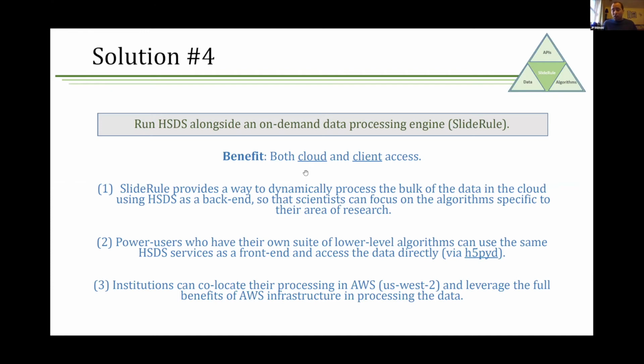And you can even take it further and say, well, those institutions could then co-locate in US West 2. And now they're having the same code. They can hit our APIs, or they can hit HSDS, and they can leverage all the benefits of AWS. So this really was a good fit for us. It was a perfect fit for us.